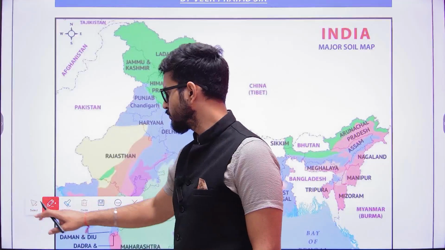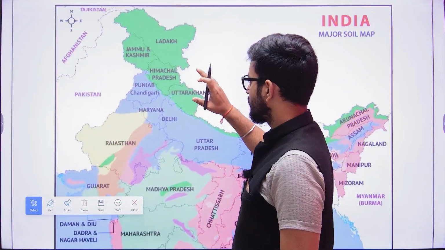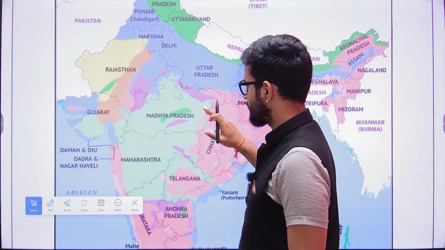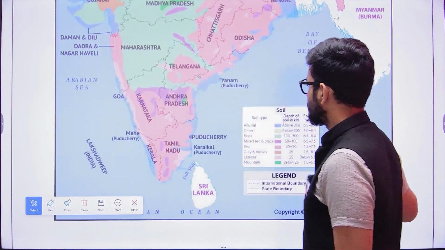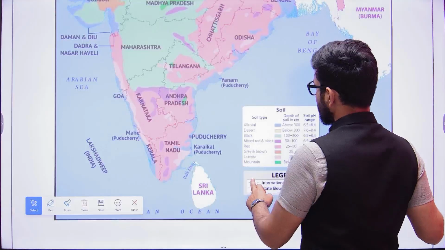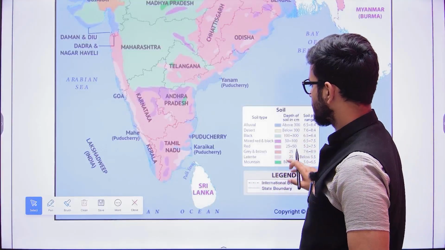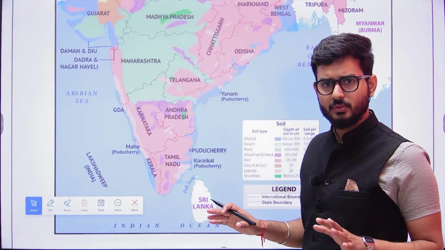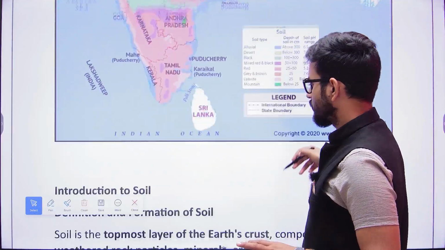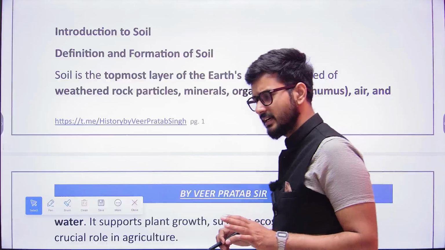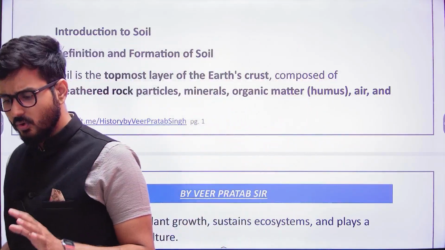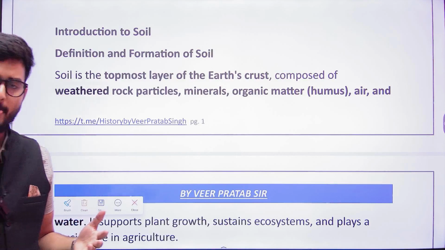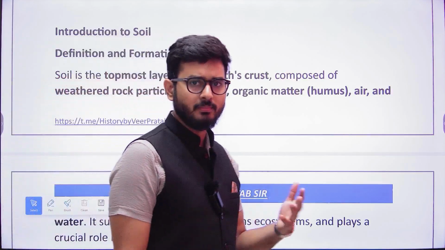If we move forward, we can see that the map of India is painted in various colors. This represents that India has various types of soils that we are going to see. This PDF has already been uploaded and you can find it there. First, we shall understand what actually soil is, and how soil is formed.